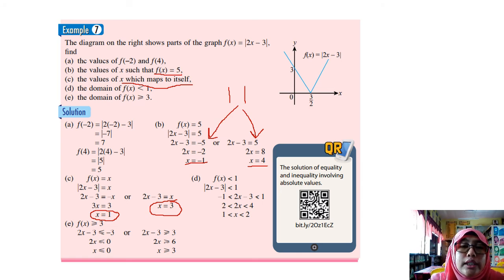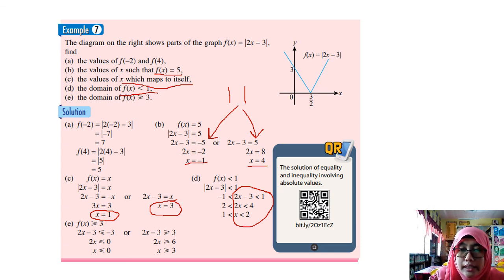Okay, and then question D. Find the domain of f(x) lesser than 1. Okay, kalau kamu tengok dekat sini, f(x) is lesser than 1. Ini kan ada tanda modulus kan. Okay, kenapa dia jadi macam ni? Konsep dia sama. Maksudnya bila kita nak hilangkan modulus, satu kita ambil nilai yang positif. Yang ni betul dah. Okay, so bila satu jadi negatif, jadi bukan positif, so kamu nampak bila kita selesaikan 4 dengan 2 ni, kita akan dapat x must be lesser than 2. So at the right side, tak ada masalah.